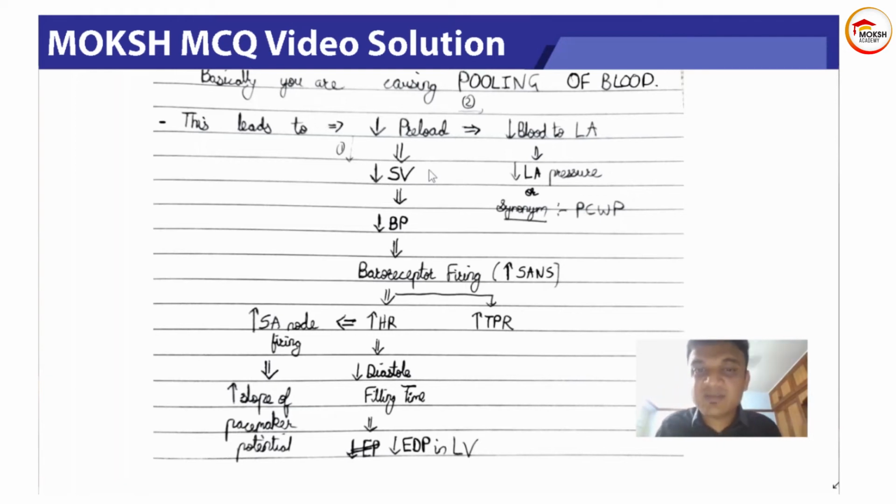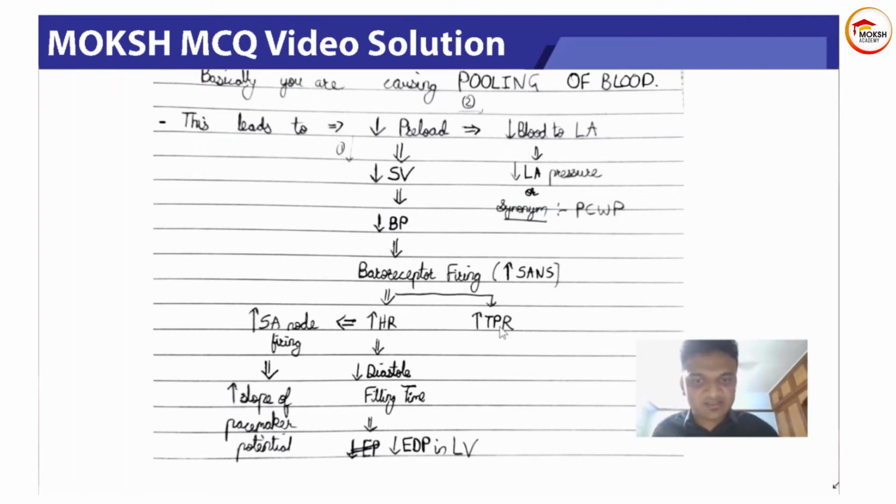So this leads to decrease in preload. The blood that goes towards heart decreases compared to the person who is supine. In standing person, the amount of blood that goes, which is known as preload, it decreases. Preload decreases, so stroke volume decreases. Stroke volume decreases, so blood pressure decreases. Blood pressure decreases. This causes an increase in baroreceptor firing, which means, in other words, increase in sympathetic nervous system, which leads to increase in heart rate and increase in total peripheral resistance.